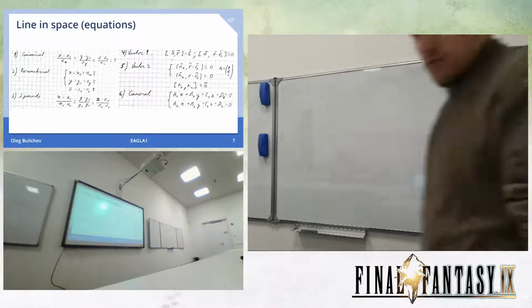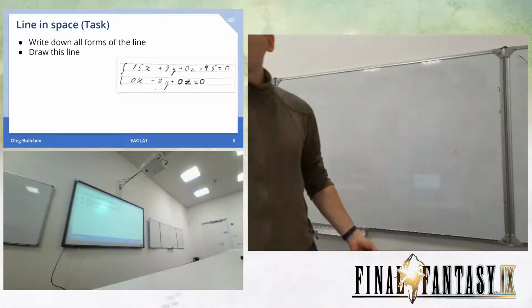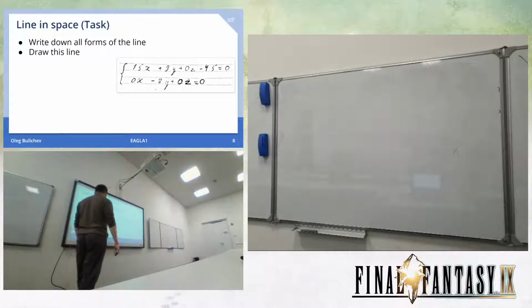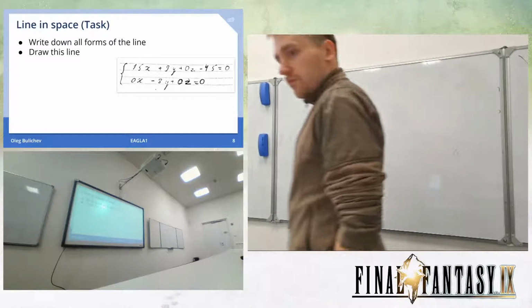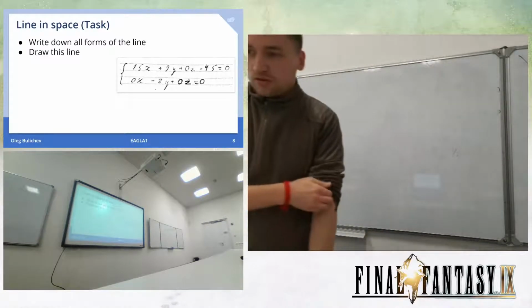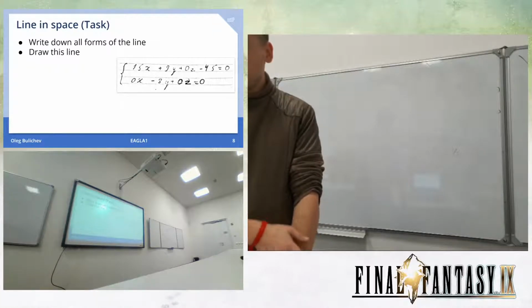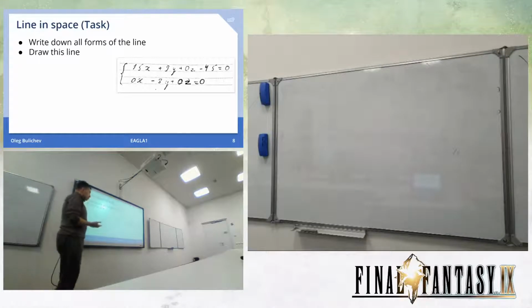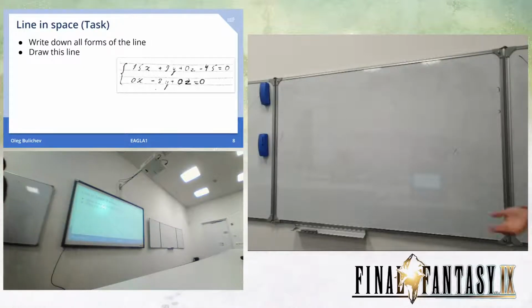Now let's go to the task. Again, we have the general form, and we want to draw this line. For an easier way, to easily draw it, I put special numbers, 0, 0 there, because it will be easier for me to draw. It's the only reason why I chose these precise numbers.